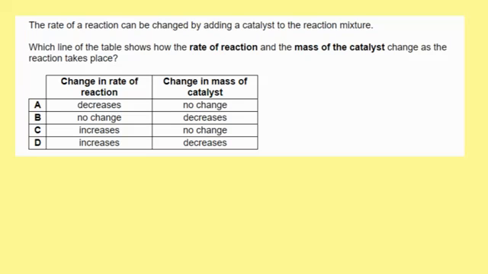So here's a typical exam question. Pause the video and have a go at this. Okay, so it's asking you which line of the table shows how the rate of reaction and the mass of the catalyst change as the reaction takes place. Hopefully you've answered C. So the rate of reaction increases, and the mass of catalyst has no change, because when we think back to our definition, it wasn't used up. Our definition was that it sped up the rate of reaction, but it wasn't changed or used up itself. So because it's not been used up, the mass isn't going to change.